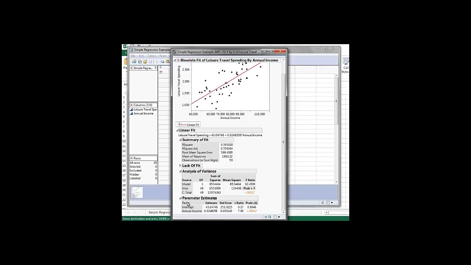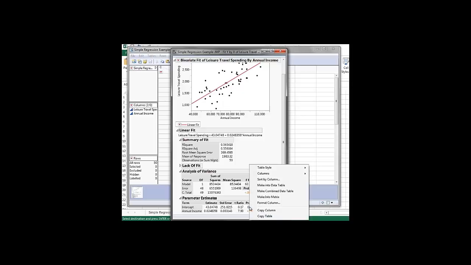In Parameter Estimates, we have the intercept and the coefficient of x, or annual income. We have both estimates, but then the t-test that is done here has a very large p-value, 86%, for the intercept. That means the intercept is not significant. But our estimate of the annual income coefficient, or the slope of the regression line, is significant, with a very small p-value.